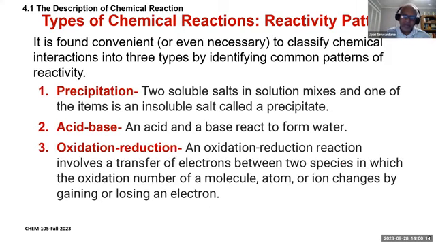Oxidation-reduction reactions involve transfer of electrons between two species, in which one atom of an element in the reactant side loses electrons to another atom of an element. An electron transfer takes place. These are a very important part of the reactivity pattern. There are a lot of reactions which can be classified as redox or oxidation-reduction reactions.